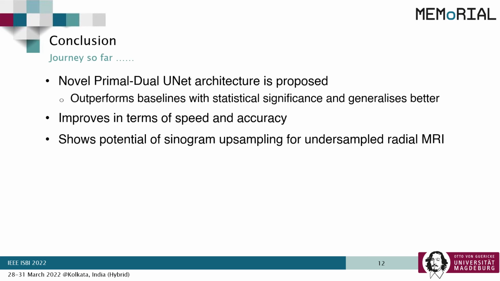Now to conclude, a novel Primal-Dual UNet architecture has been proposed here which outperforms the baselines with statistical significance and generalizes better. It improves in terms of speed and accuracy. And also this research shows the potential of using sinogram upsampling for undersampled radial MRI.